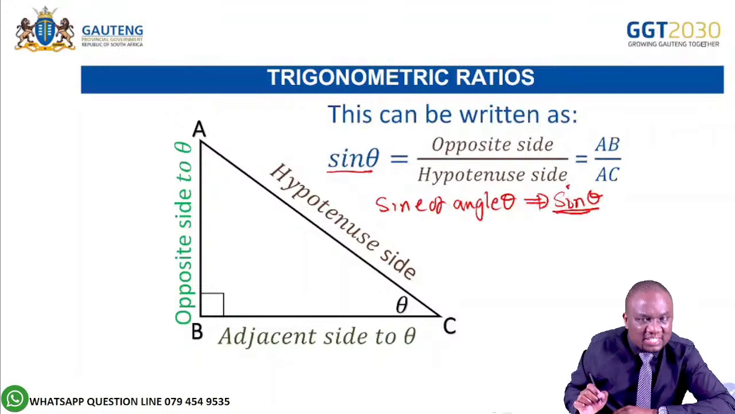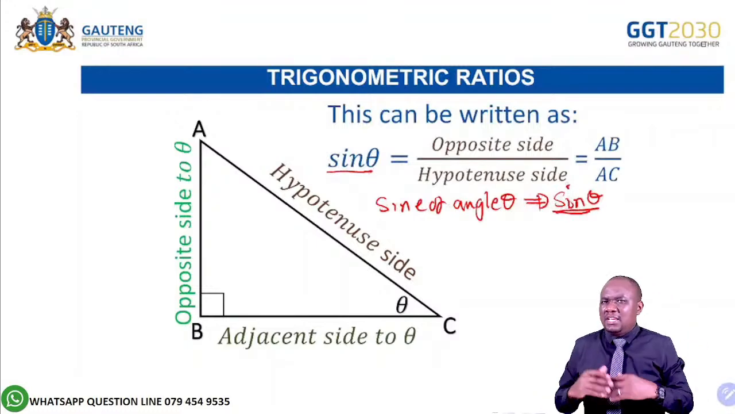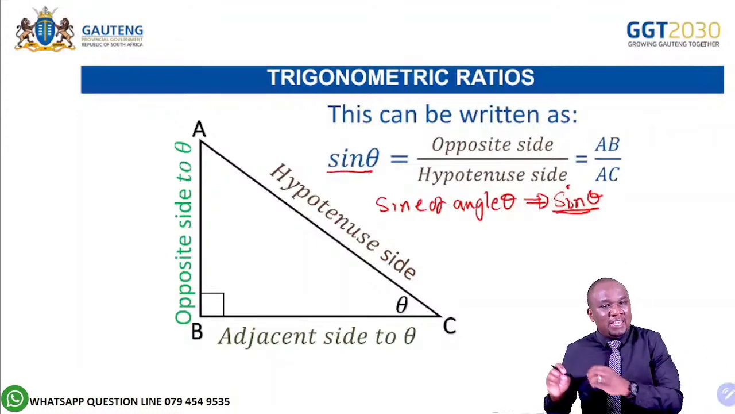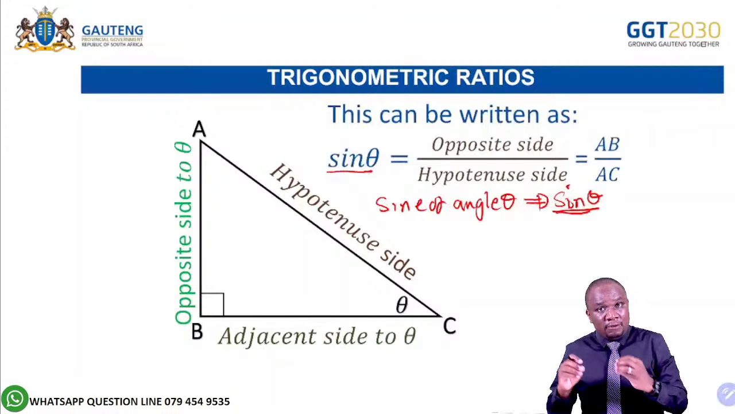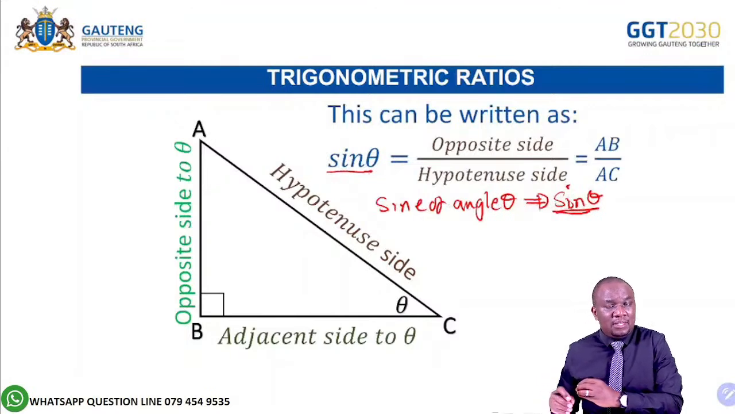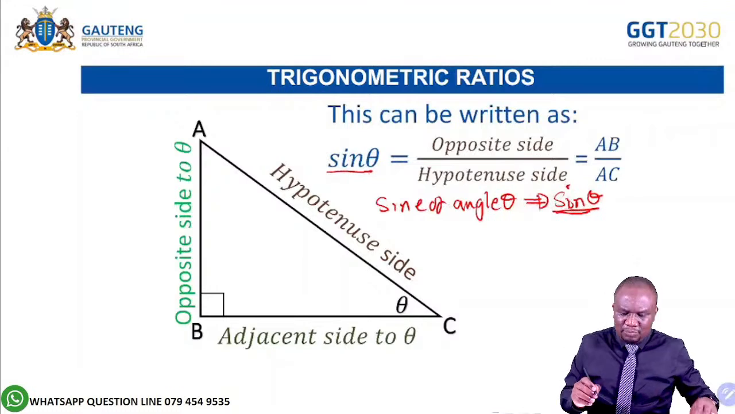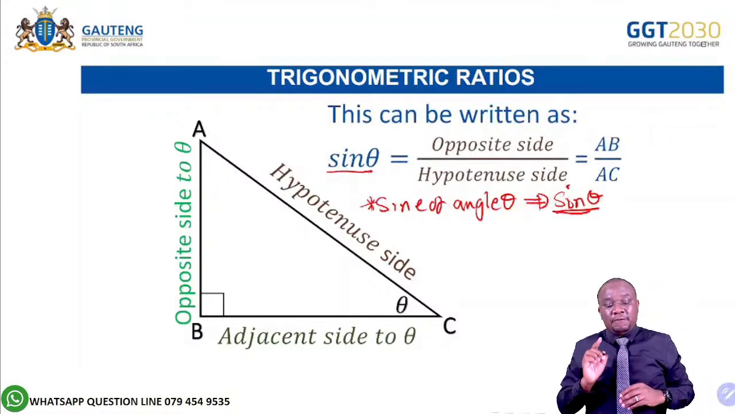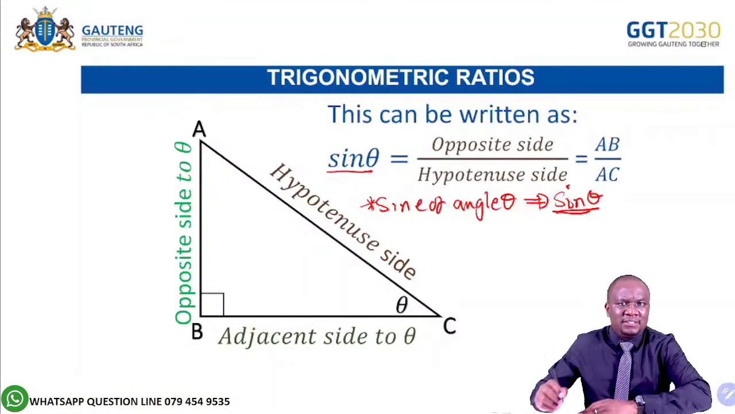Okay, so what does sine theta mean? You've heard sine theta, cos x. What does that mean? Sine theta means sine of angle theta. Tan theta means tangent of angle theta. And then cos theta means cosine of angle theta. Please just add this part only. Don't worry about the rest. Sine of angle theta means sine theta. Write that. 1 minute.